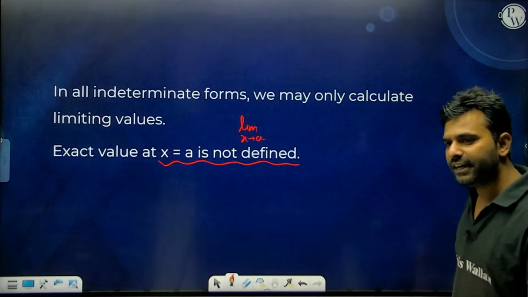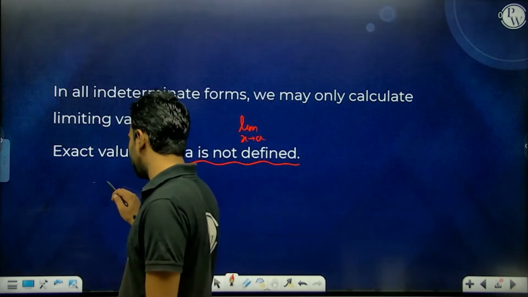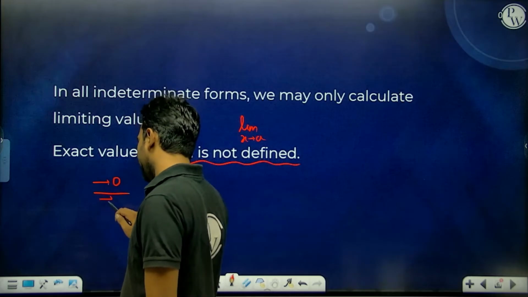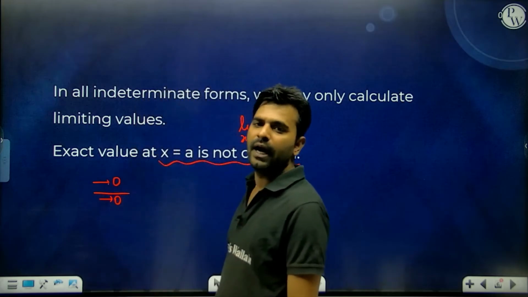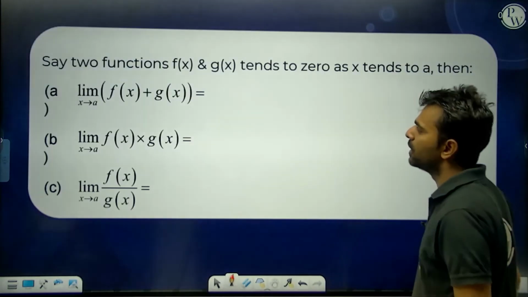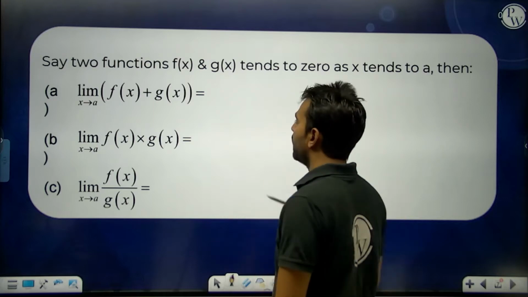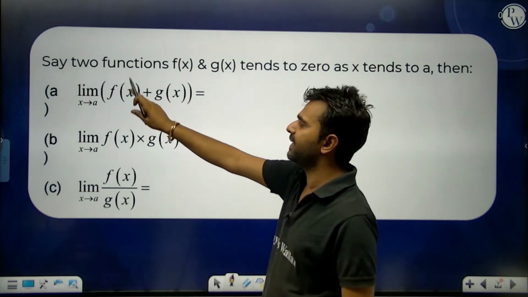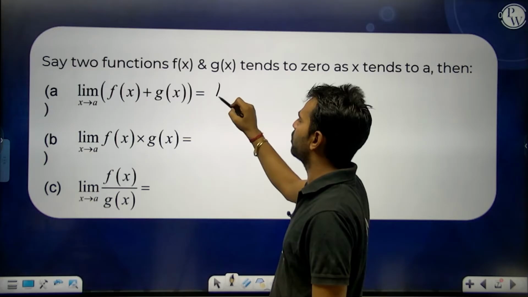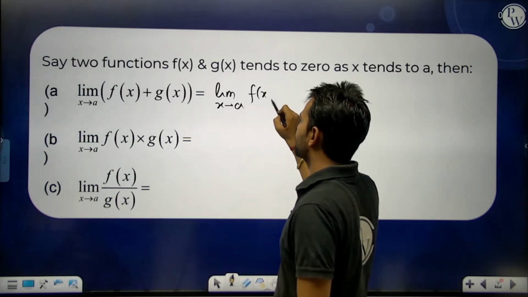You can feel it, because it is tending to 0 upon tending to 0. At x equals a, the denominator will definitely be equal to 0, and in mathematics the denominator can never be equal to 0. You must know these very basic things: if plus is written between two functions and we want the limit of the entire function, then this can be split like this: plus or minus.